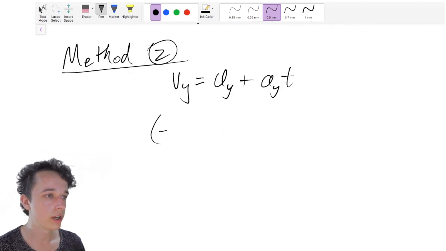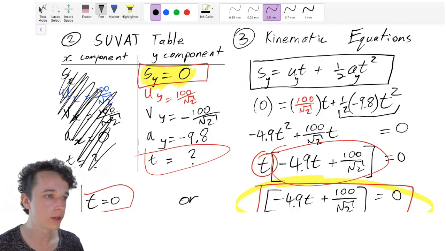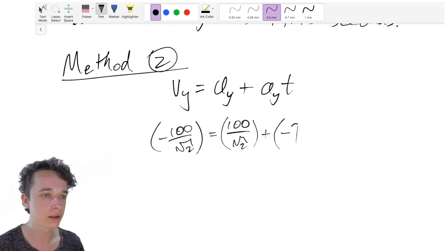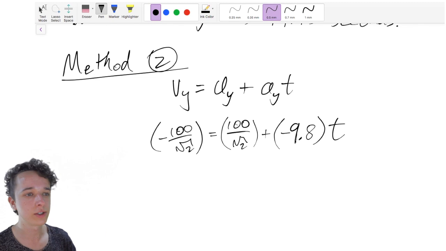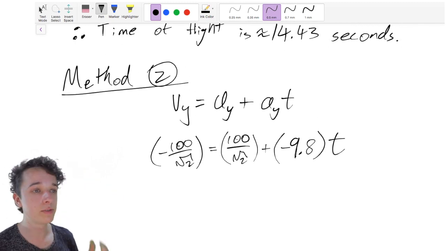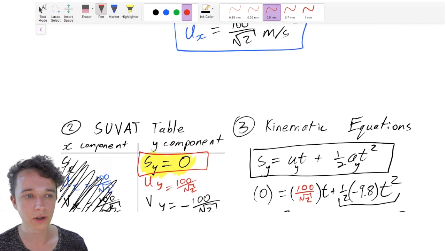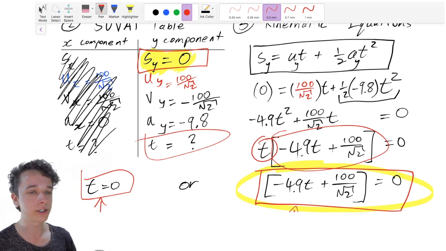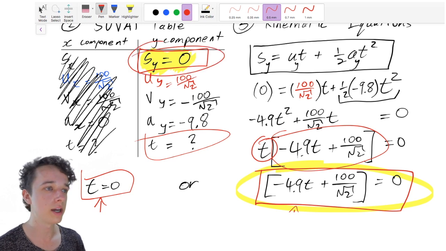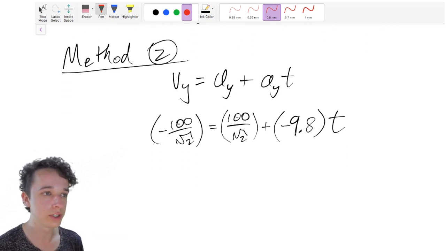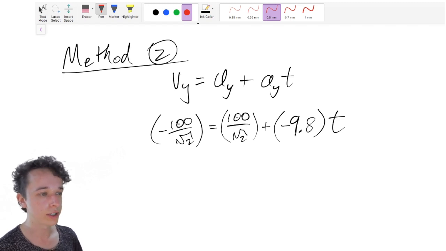So subbing into that, we have negative 100 over root 2 as Vy from our suvat table. We have Uy is 100 over root 2. We have Ay is negative 9.8, acceleration due to gravity. And we have t, remember we're trying to find the time of flight. So the information about the end point that we've put into this equation is this Vy, right? The information that we put into the equation in the first method about the fact that our projectile is now at the end point of its motion was this sy equals 0. In this second method, there's no s in the equation, so we can't put in the information that we're at the end of the projectile's motion because the displacement is 0. We have to put in that information in some other way, and in this case, we're putting it in by saying that Vy is equal to negative 100 over root 2.